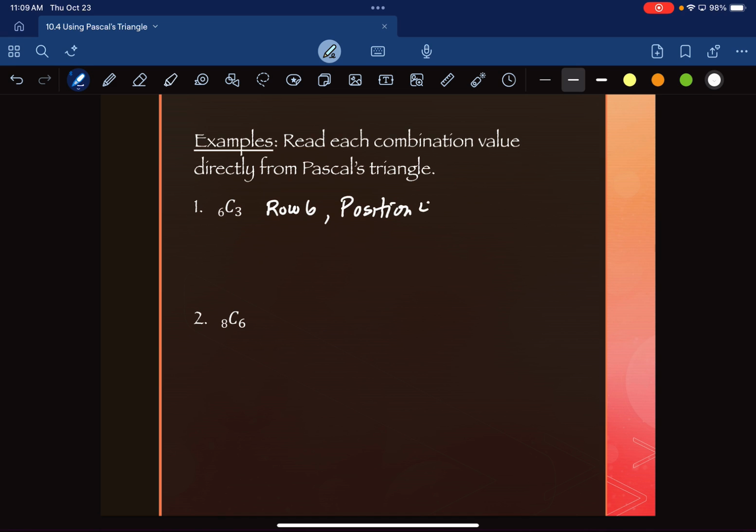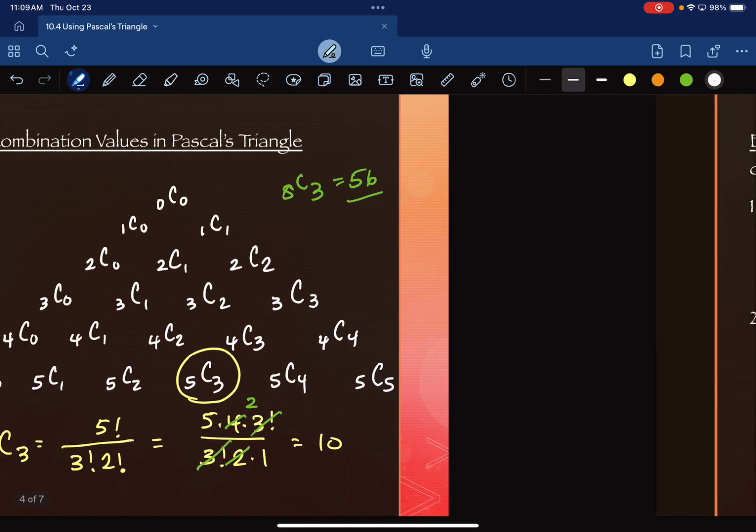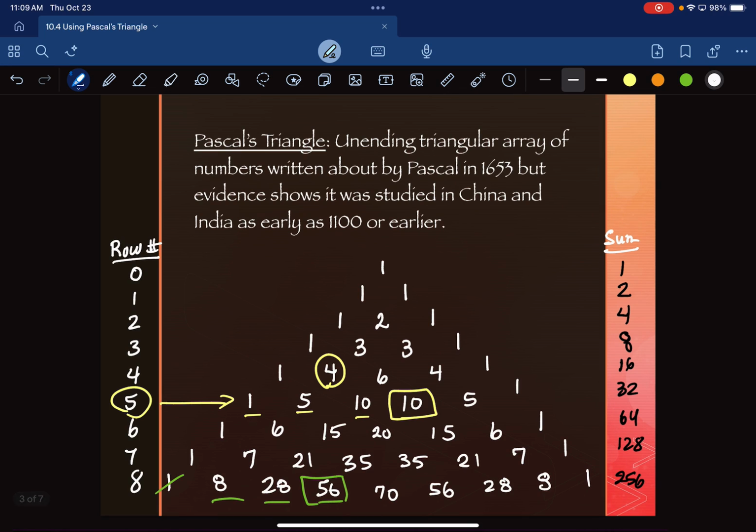It's position 4. It's always one more, okay? So position 1, that very first position, is always the number 1, and then we do 3 more after that. So this is going to be position 4 since it's C3. So we're going to go over here to row 6, and we're looking at position 4. So here's 1, 2, 3, 4, and our number is 20.